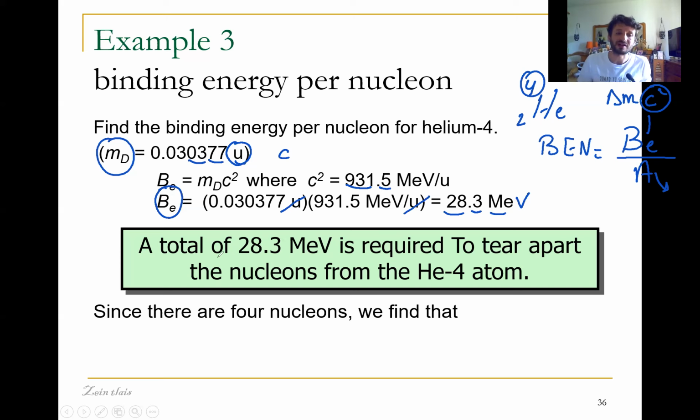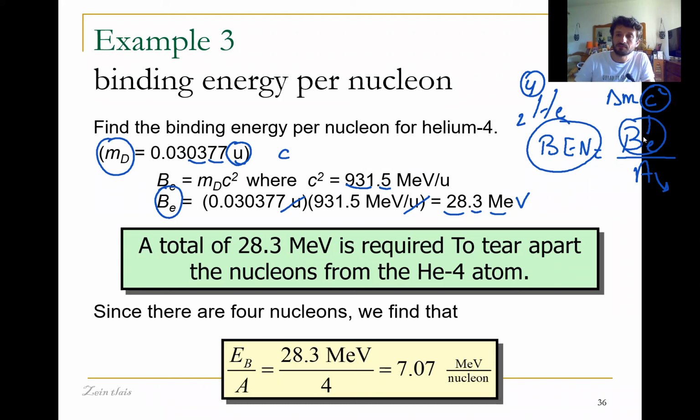So it's the total energy required to break apart the nucleus into the individual nucleons. Okay. This is the value of BE. To calculate BEN, we divide BE by 4. The value will be 7.07. It's the energy needed to remove one nucleon from the nucleus. Okay?